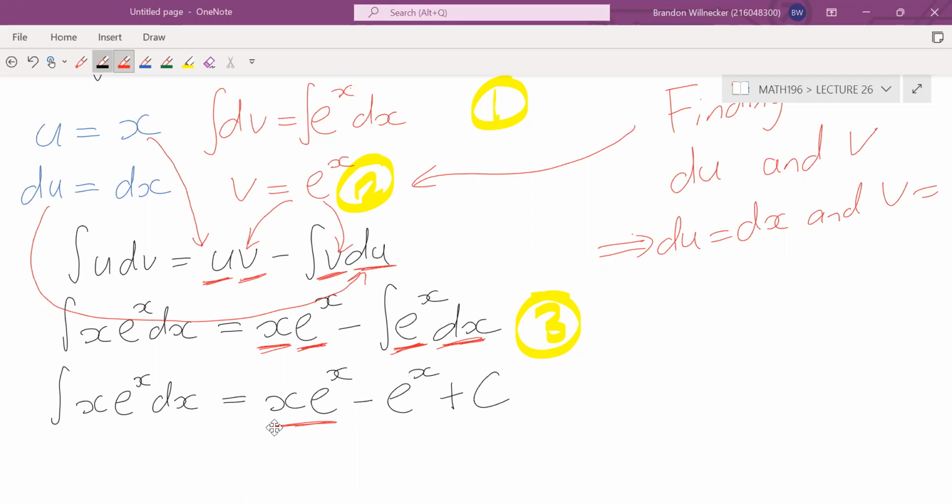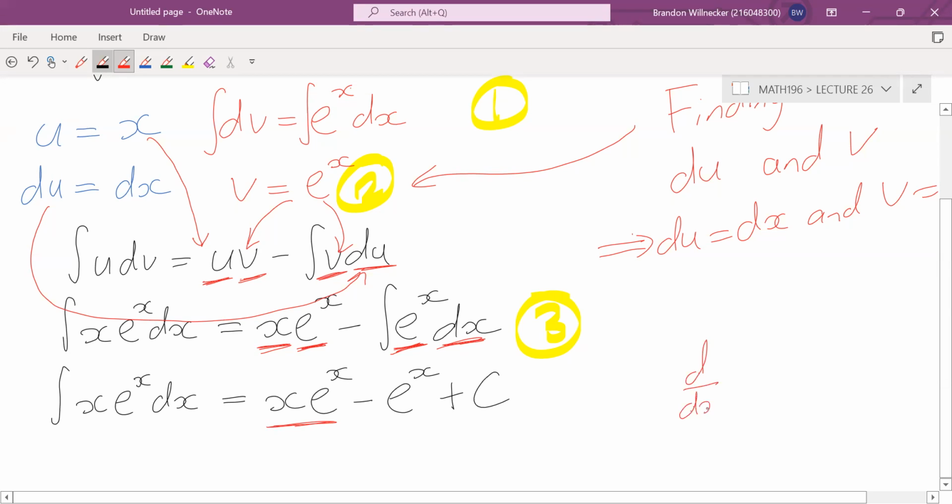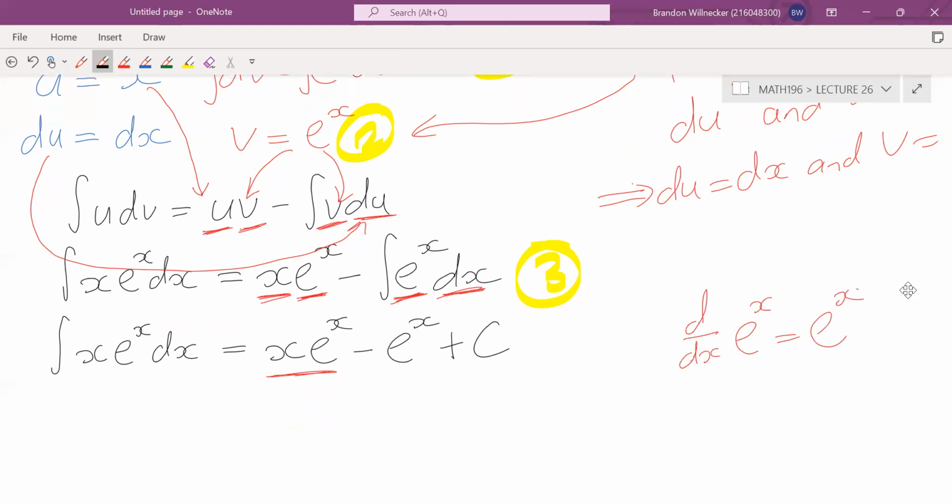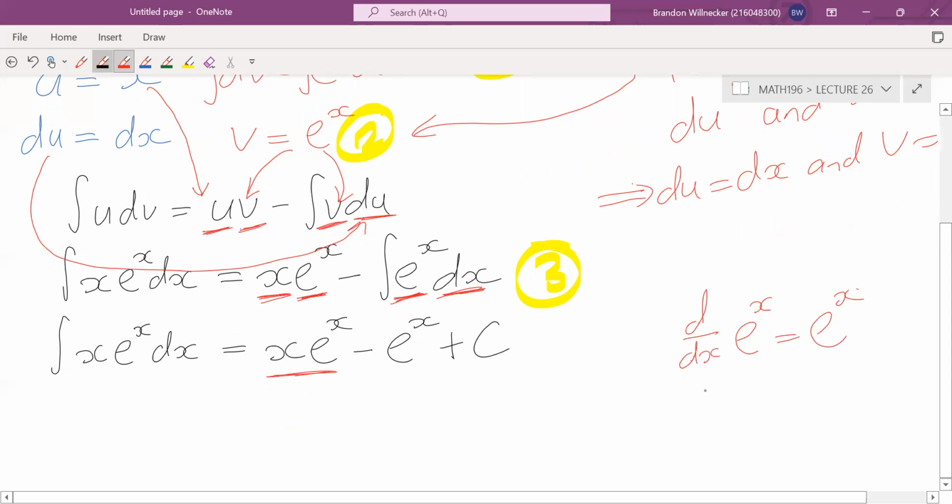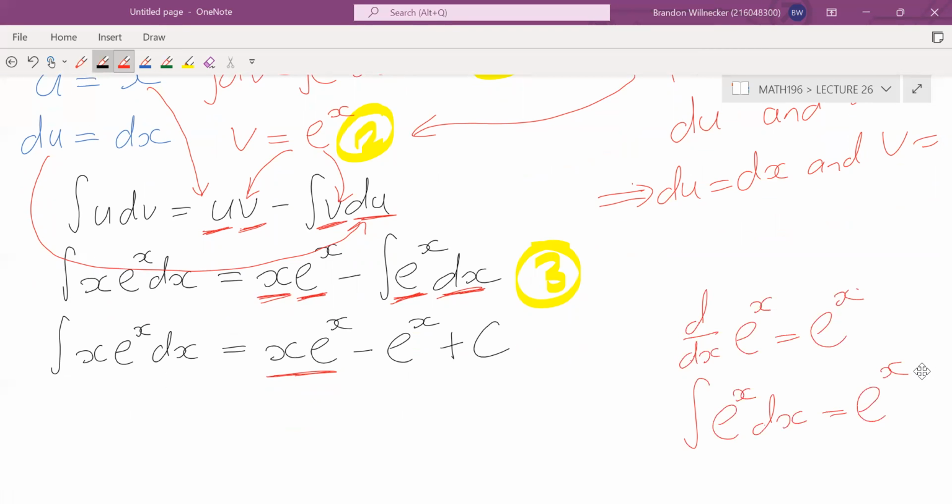But the integral of e to the x is just e to the x. Because remember, the derivative of e to the x is e to the x. Remember, this had that special property. When you differentiate it, you get the function back. It's the special function that does that. But we can also go the other way around. We can say the integral of e to the x dx is e to the x. So it goes both ways. The derivative of e to the x is e to the x. The integral of e to the x is also e to the x.